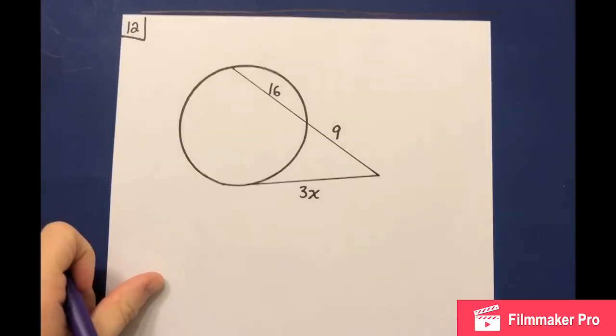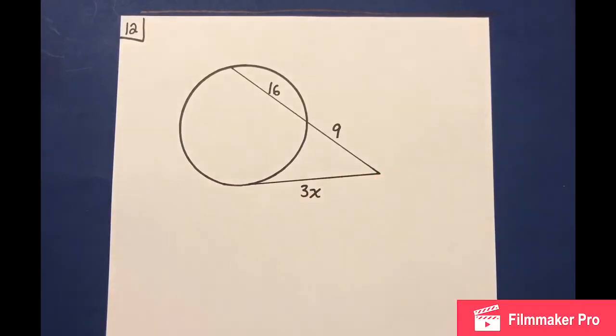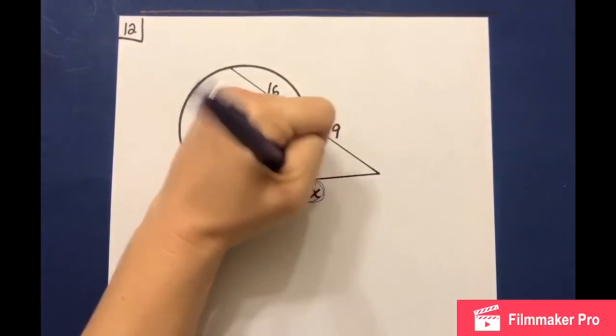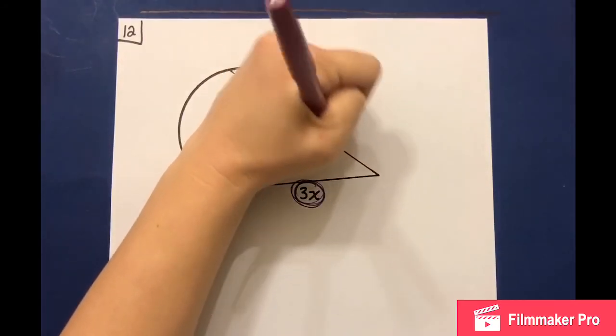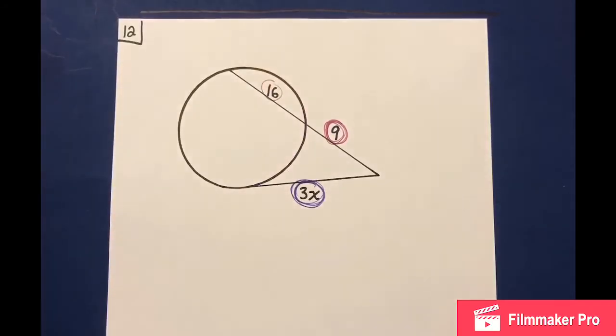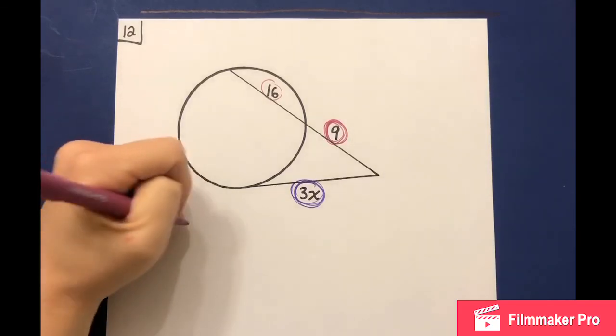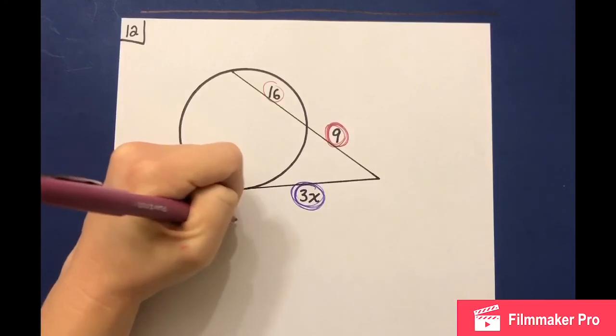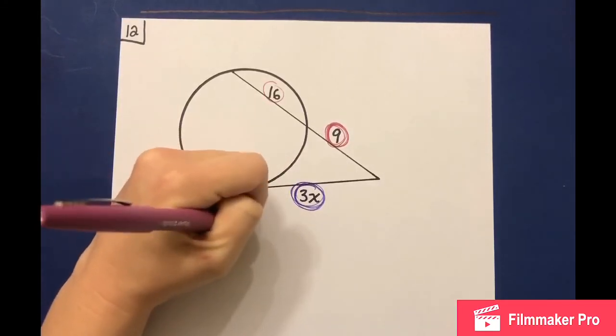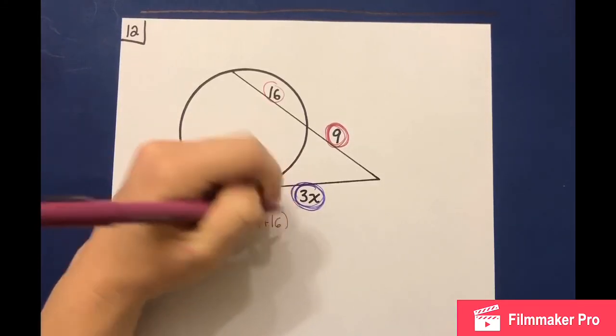Okay, here we go. Let's set this up. This is a tangent intersecting the secant outside of the circle. This is going to be the one that I have to square because it's the tangent. Okay, so before I said make sure you're putting in parentheses, this is the one that usually matters. So I have 3x squared equals, and now I have 9 times 9 plus 16.